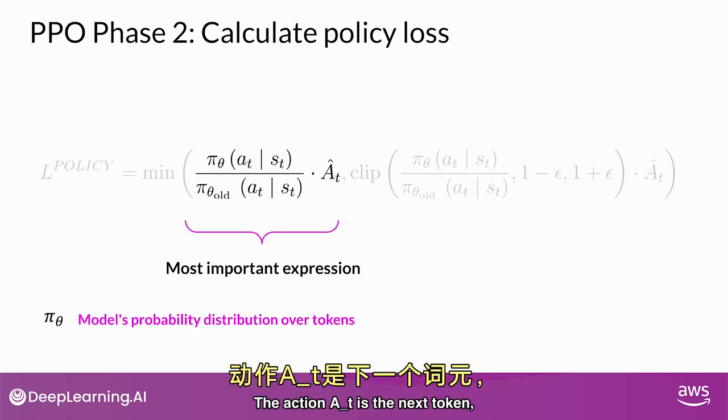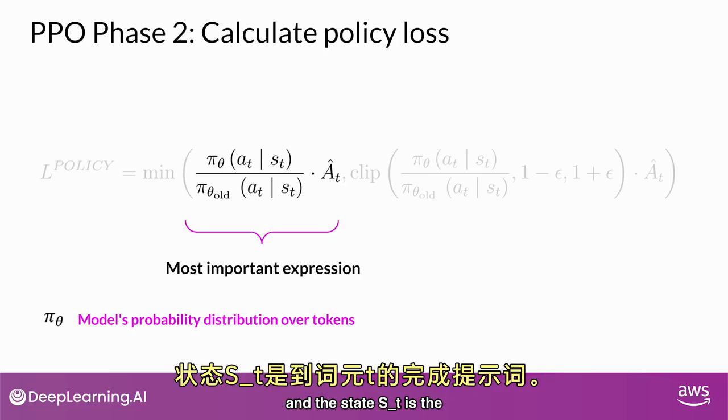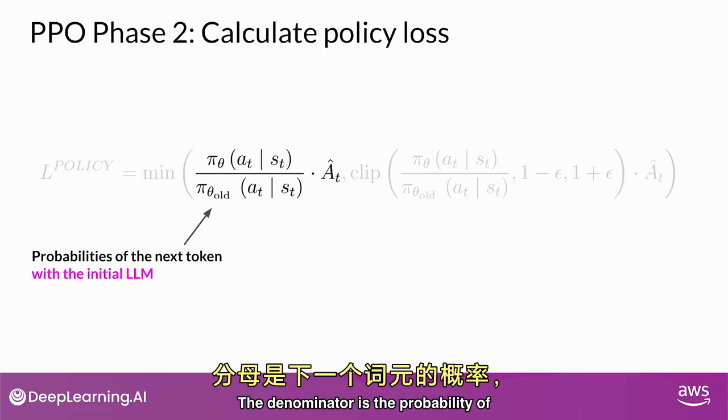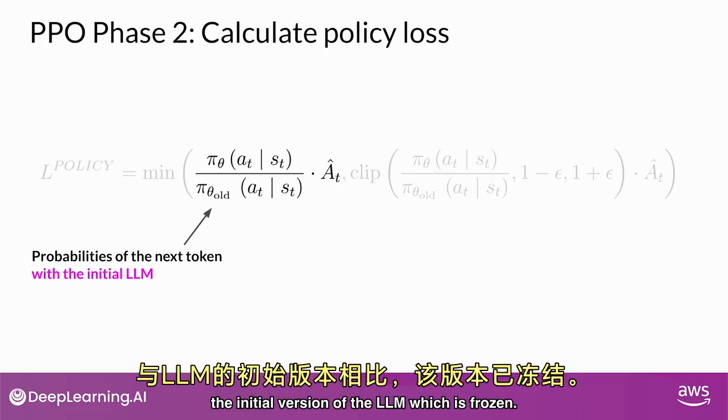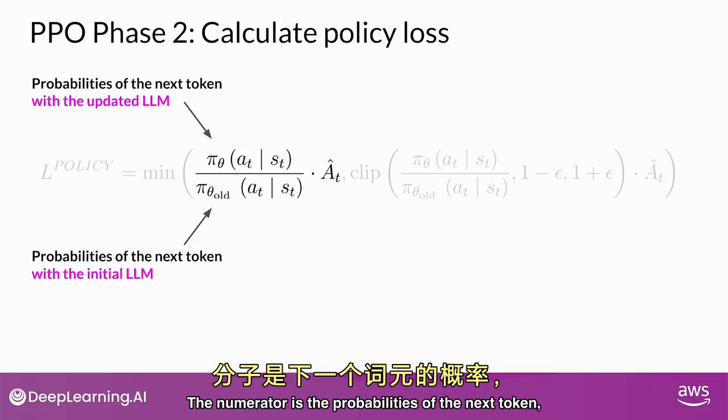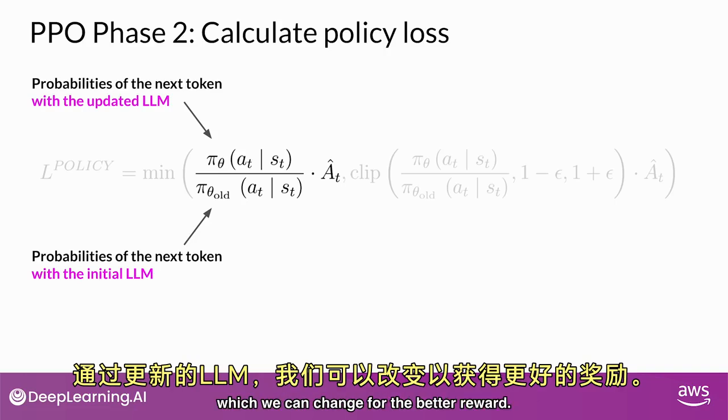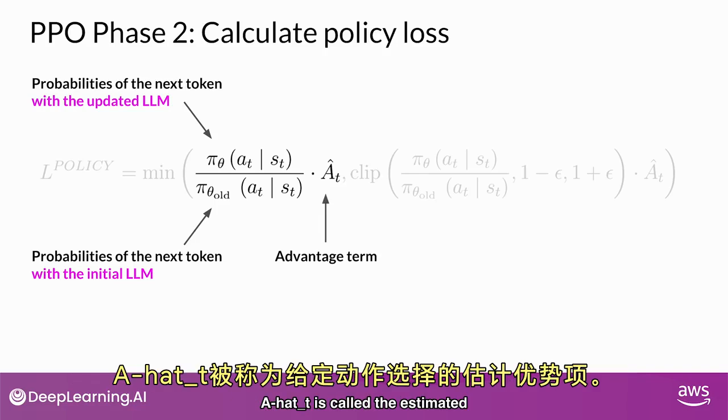The action a sub t is the next token, and the state s sub t is the completed prompt up to the token t. The denominator is the probability of the next token with the initial version of the LLM, which is frozen. The numerator is the probabilities of the next token through the updated LLM, which we can change for a better reward. A hat sub t is called the estimated advantage term of a given choice of action.